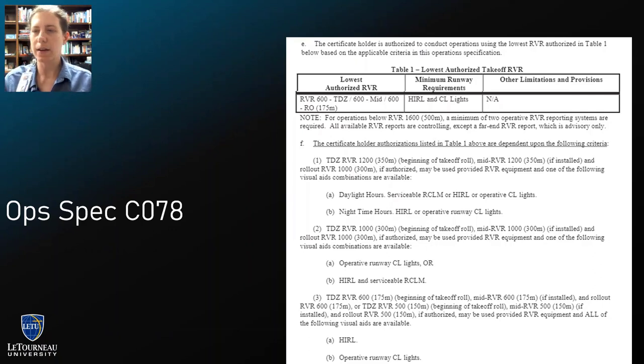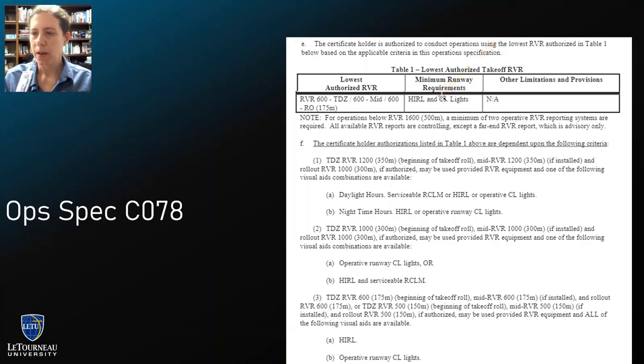So let's keep reading onto the next part of the OpSpec, and we'll see what this is talking about. This is taken from an airline's OpSpecs, it doesn't matter which one, but this air carrier was authorized to do operations with as low as RVR of 600 feet. This is 600 feet on the touchdown zone RVR transmissometer station, 600 feet on the middle of the runway, and 600 feet on the rollout end, as long as available are high intensity runway lights and centerline lights. So notice that word "and" right in the middle there.